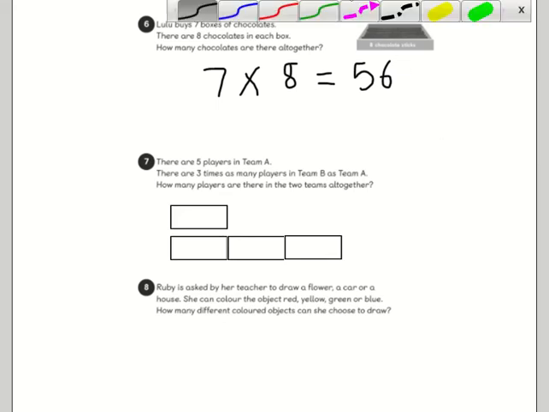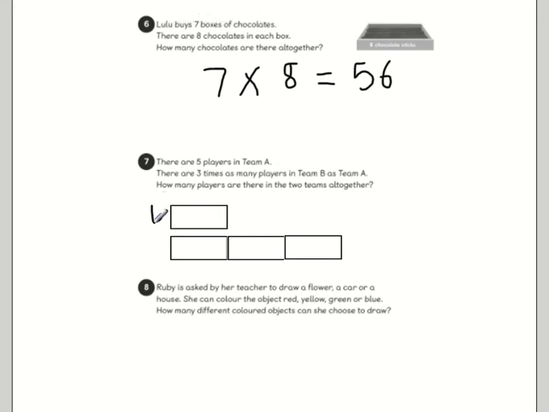Okay, so here is my bar model. This is Team A here, and this is Team B here, because I know there's 3 times as many players in Team B as Team A. Now there's 5 players in Team A, okay? There are 3 times as many players in Team B, so I know I'm working out 5 times 3. So that means I've got a 5, a 5, and a 5. So 5 times 3 equals 15.